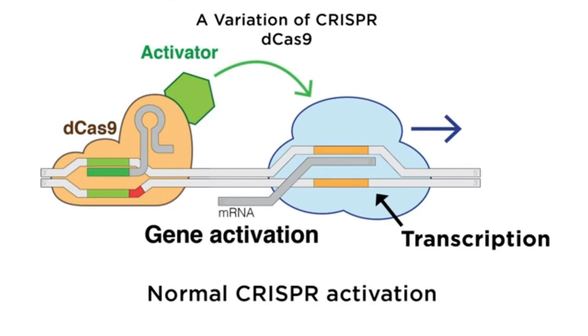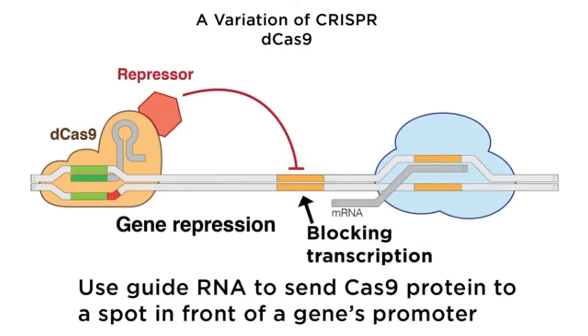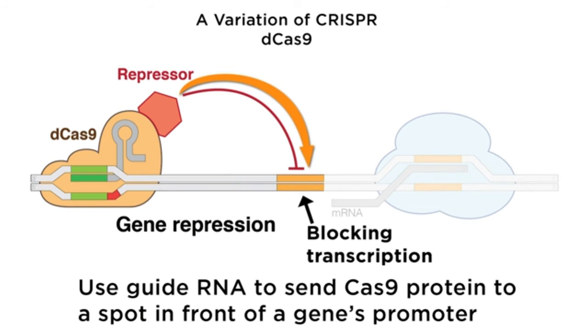Imagine what this would mean for genetic disease. A faulty gene could be replaced with a good copy. A variation of CRISPR depends on completely inactivating the Cas9 enzyme. Now, this technique is not aimed to edit genes. Instead, it relies on using a guide RNA to send the Cas9 protein to, say, a spot in front of a gene's promoter, where it would bind and prevent transcription. This could be used, for example, to block the expression of normal genes associated with cancer or with other diseases.